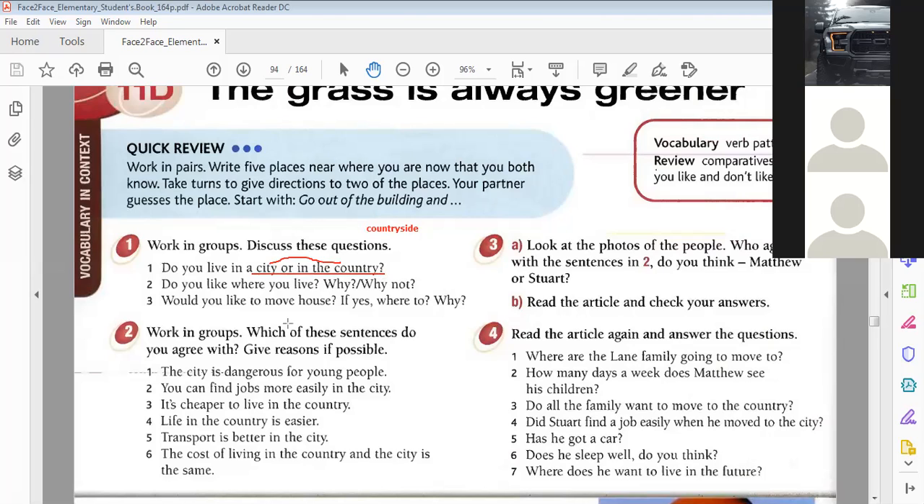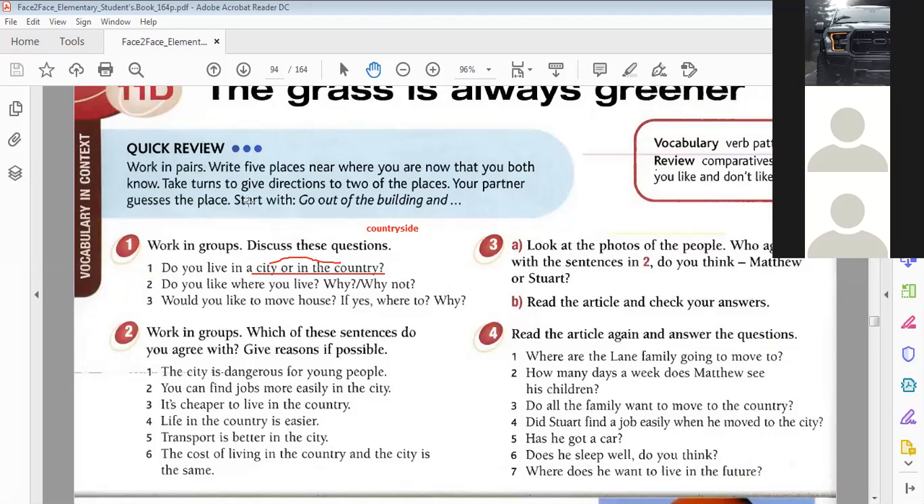In the city, okay. Do you like where you live? Yes, of course. Would you like to move house? Yes, for a few years. In a few years, you're going to move? In the future. Okay. Where do you want to move to? Maybe to the UK. Why would you like to move to the UK? Maybe for study. So you want to study in the UK? Yes, I want. Okay. All right, that's nice.